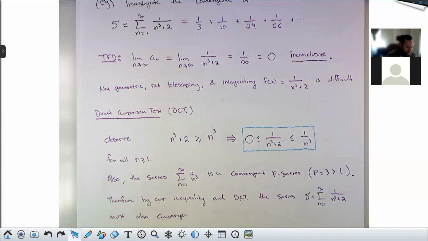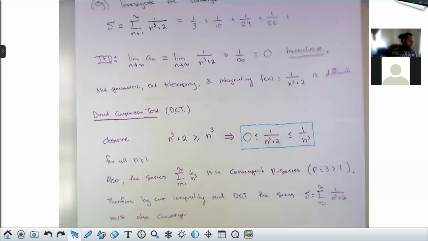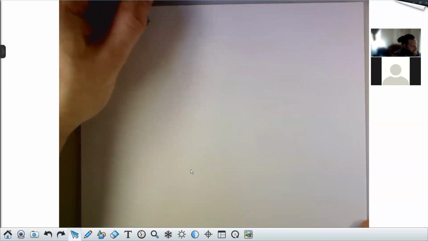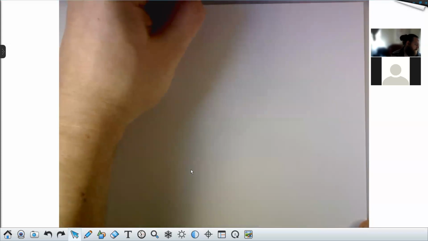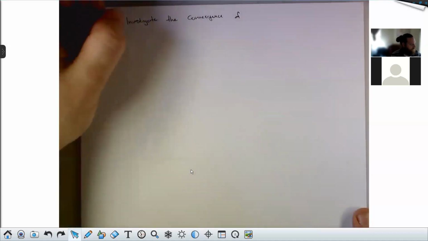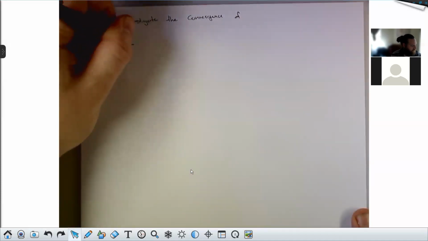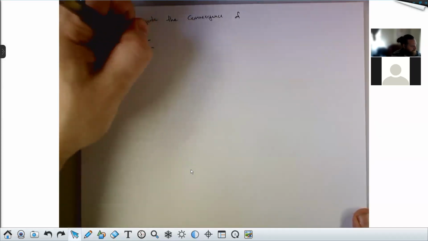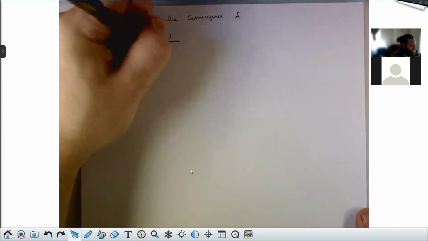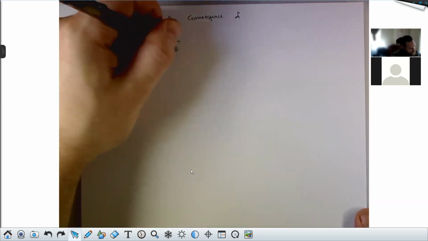Let's try another. Let's investigate the convergence of S equals sigma n from 2 to infinity of 3 over the square root of n minus 1.